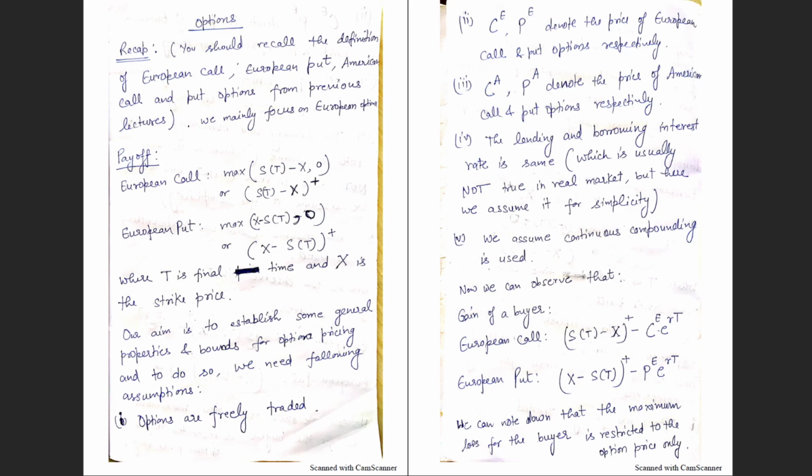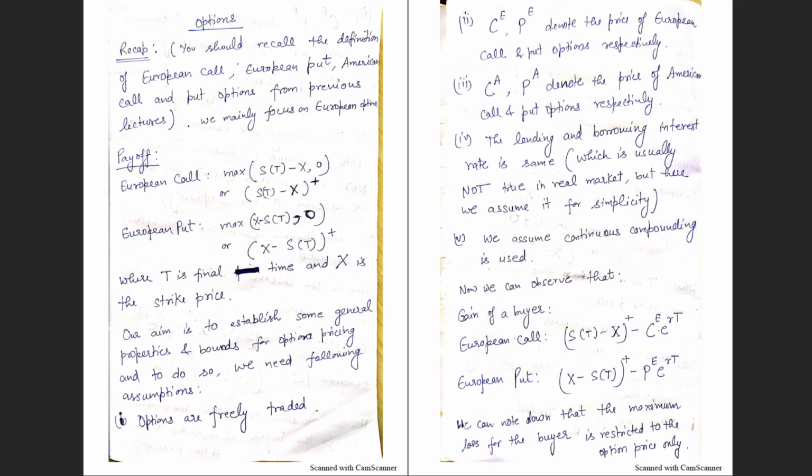And why is it the maximum of this and this? Suppose ST is less than X, so you don't exercise it, right? So your payoff, I mean your last payment, is 0. If you are in profit, you will exercise it. If you are not in profit, the buyer of the option will not exercise it, right? So European call, European put, and capital T is the final time, of course.